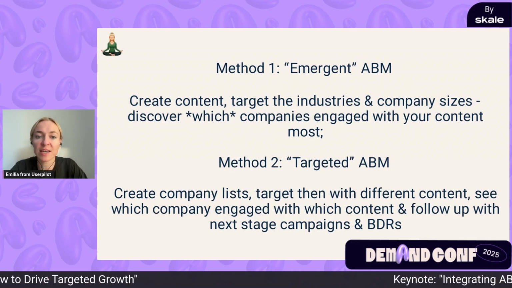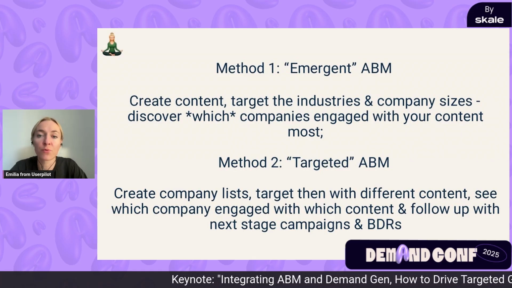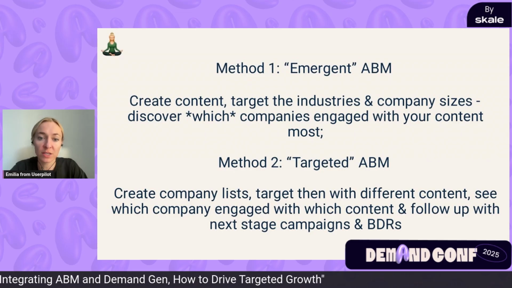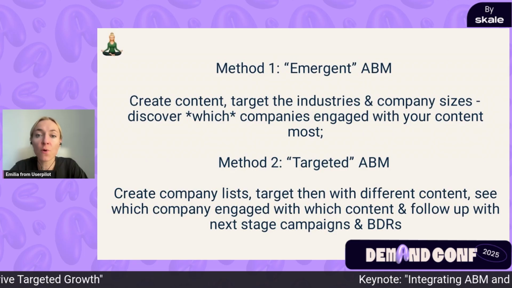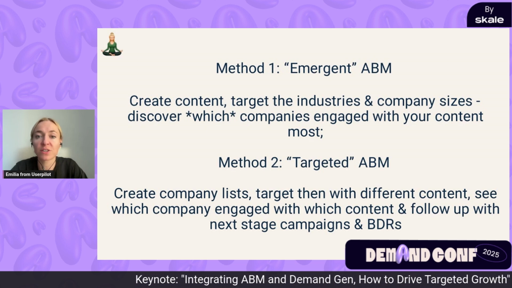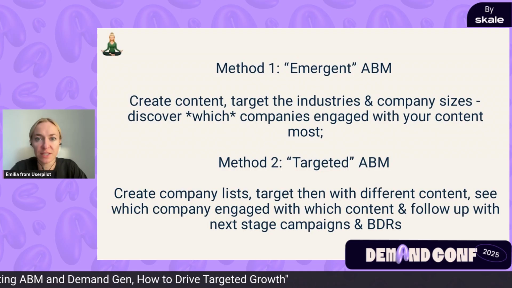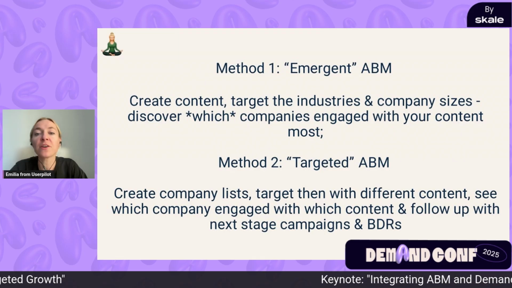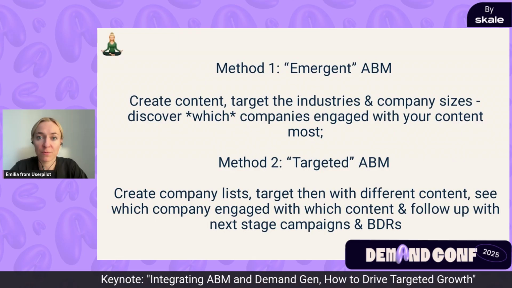So I already mentioned between the lines these two methods. One is Emergent ABM, where you create content, target the industries and company sizes with broad targeting, for instance, on LinkedIn, and then you de-anonymize their engagements to see which companies engaged most with your content, and this will inform your list building. This will inform your further remarketing efforts, retargeting. You don't just plain retarget website visitors, you retarget specific companies that visited your website, that engaged with your LinkedIn ads, and that fit the criteria that you set for your ABM, for your upmarket strategy.